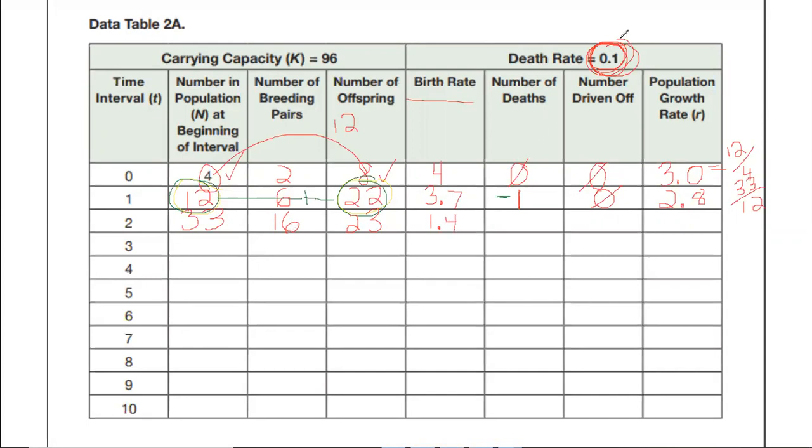Now, the number of deaths this time, I'm still applying this 0.1. The number of deaths is going to be about 3. I did not exceed carrying capacity, so that's a 0.